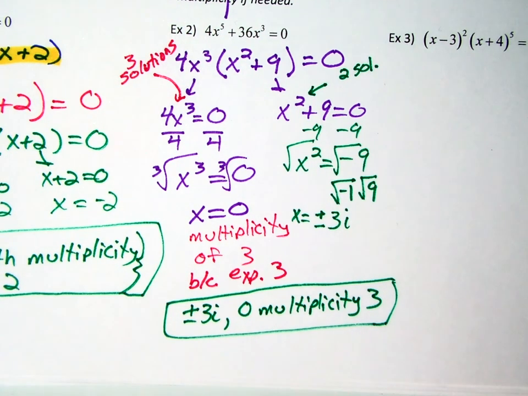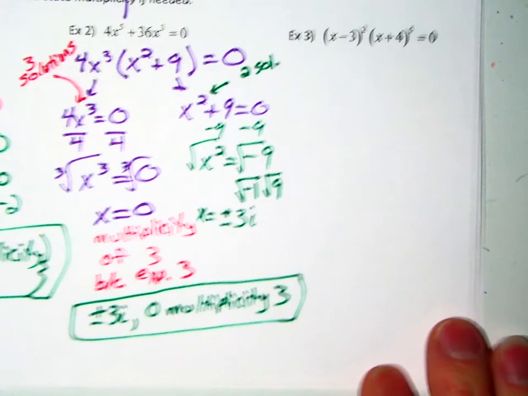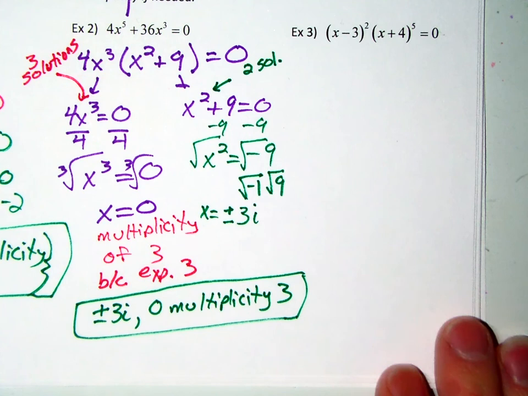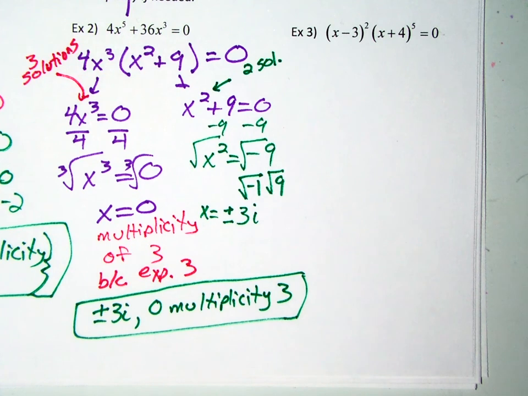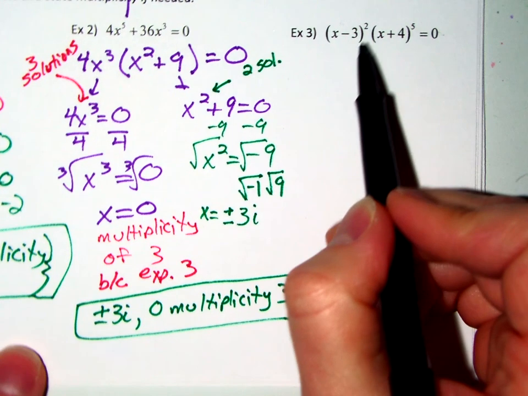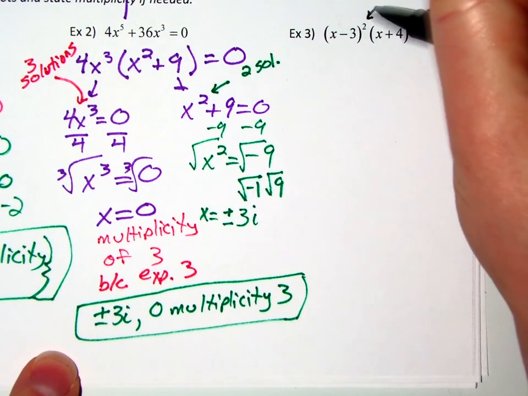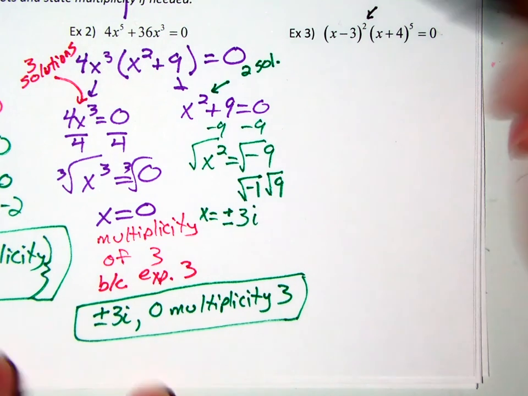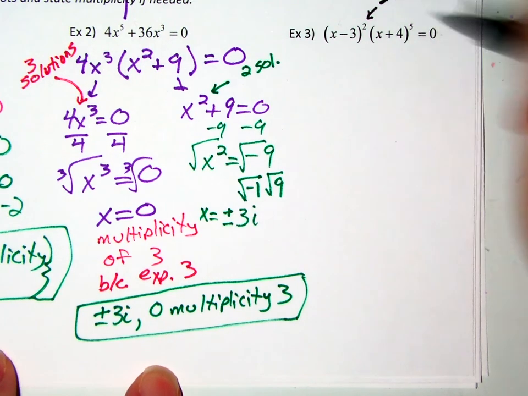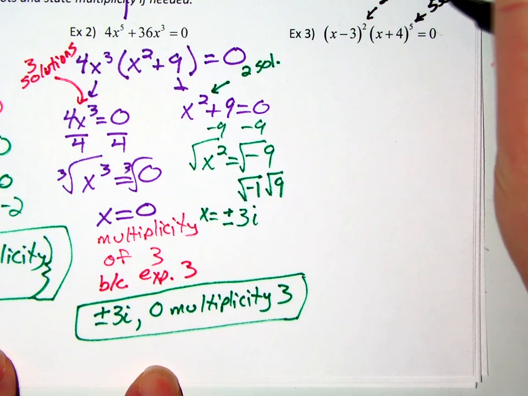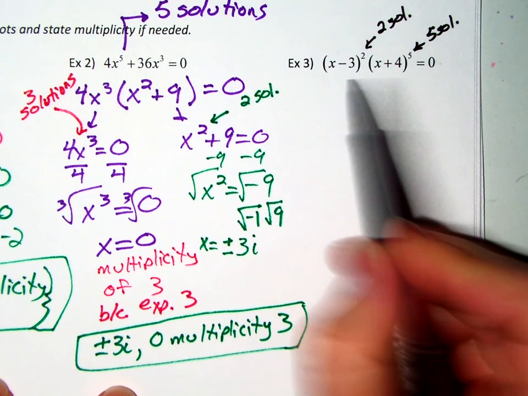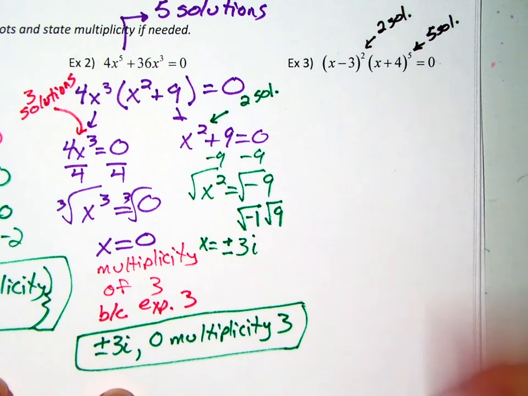Now, number 3 looks confusing, but when you start to look at this problem, you should realize they've already factored it for you, which actually makes this problem a whole lot easier. They're saying right here that we should get 2 solutions from this piece, and we should get 5 solutions from this second one. So it's already factored, which tells me that this one I can set equal to 0 and solve, and this one I can set equal to 0 and solve.